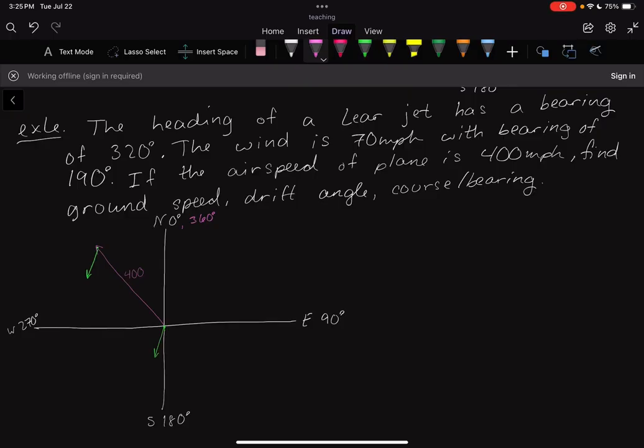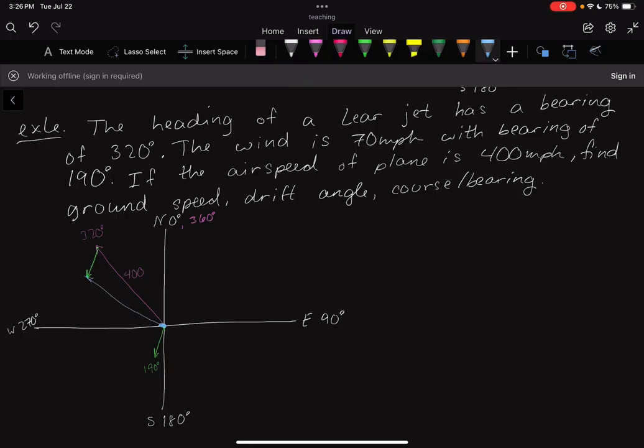I'm going to label some other stuff for this one. So my pink line, where the plane was trying to go, that was 320. My green line down here, this is 190 degrees. That's going to be important, so I want us to see where it went. And then the plane is actually going to go through here. Yeah, there we go. So it starts here, and it's just getting pushed downwards a little bit.